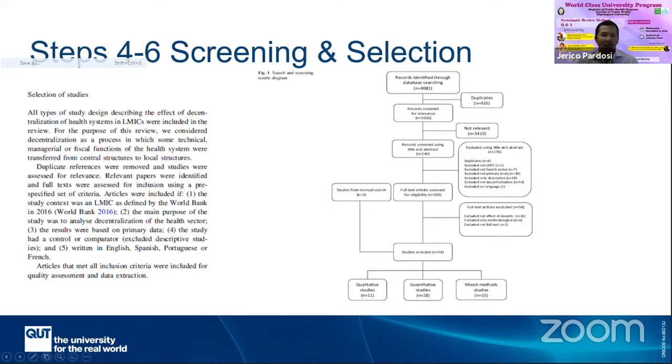At the moment, I'm also writing another systematic review. I'm also writing a systematic review. Trying to understand women's and health volunteers' experience with maternal and child health in Indonesia.